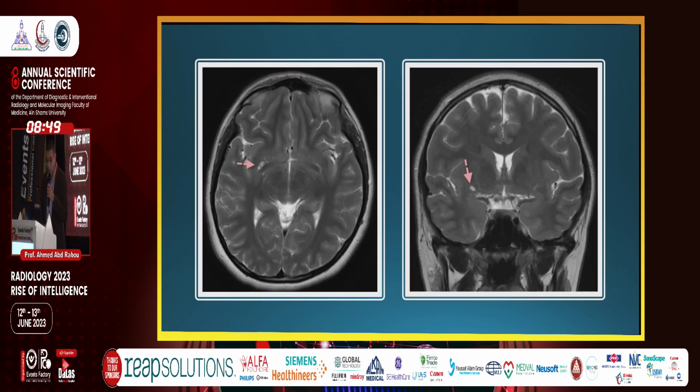And a very common example of perivascular space is here, a basal ganglionic dilated perivascular space. It has CSF signal in all pulse sequences. You can see it as small dots in the axial view, and in the coronal images, it's longitudinal or oval shaped.